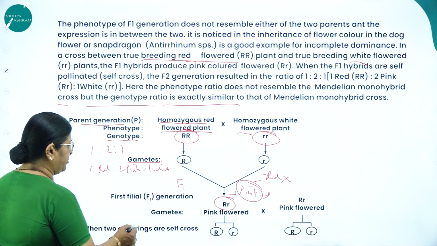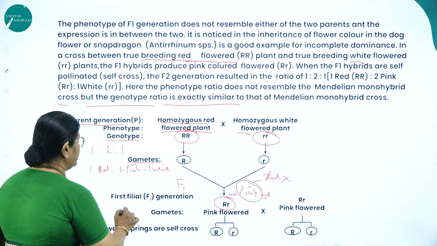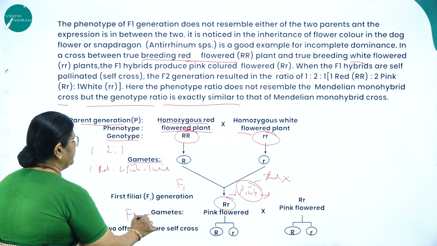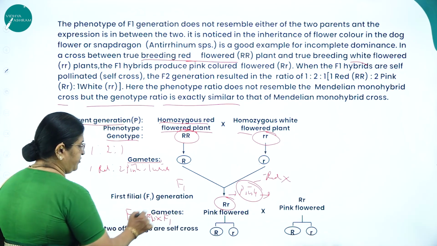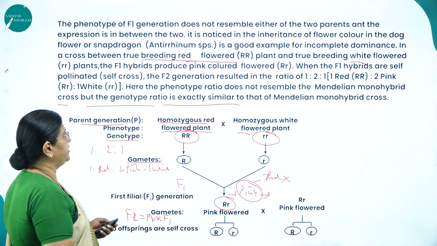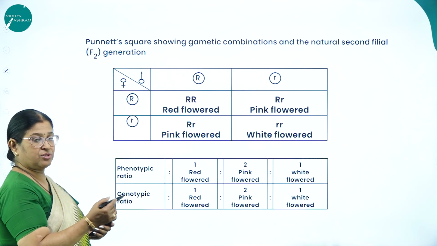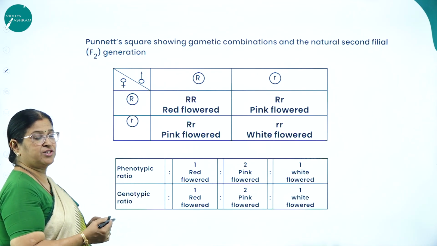How do you get F2? F2 is obtained by selfing. F2 is obtained by crossing F1 with F1. So here, we'll see in the next slide. Here is the Punnett square. When we use this Punnett square, it is easy for us to understand.